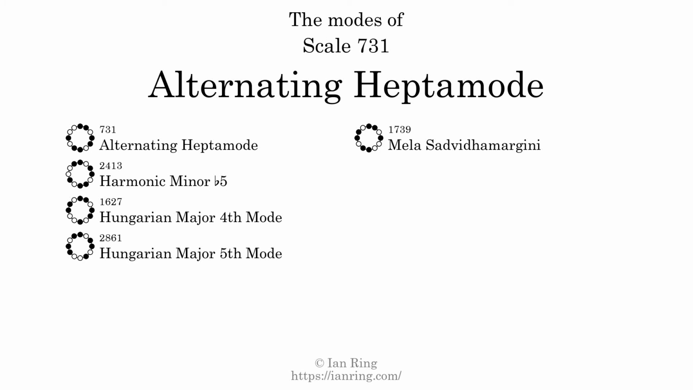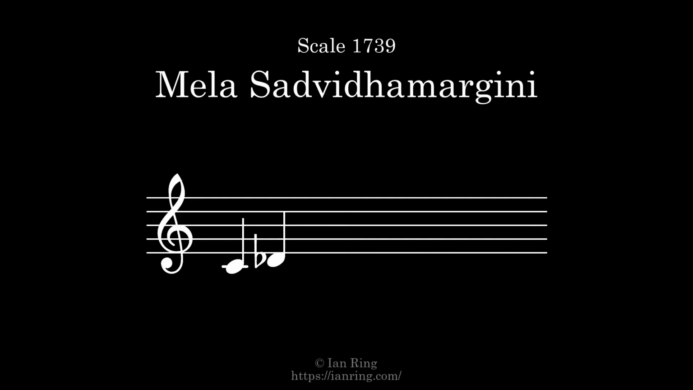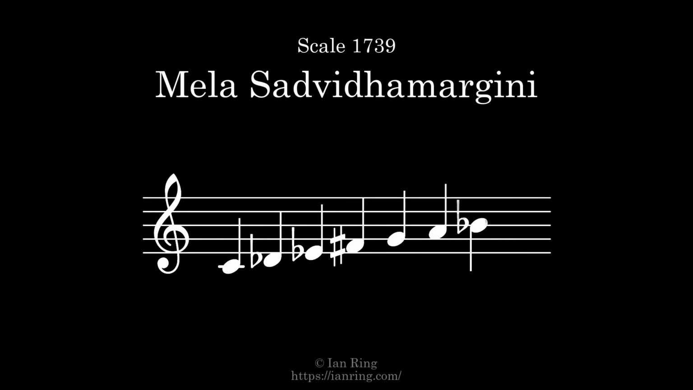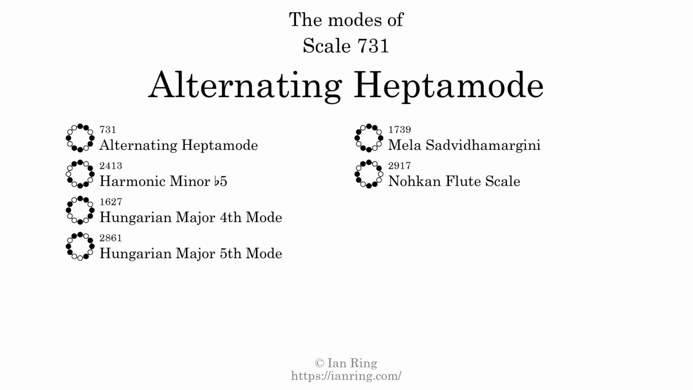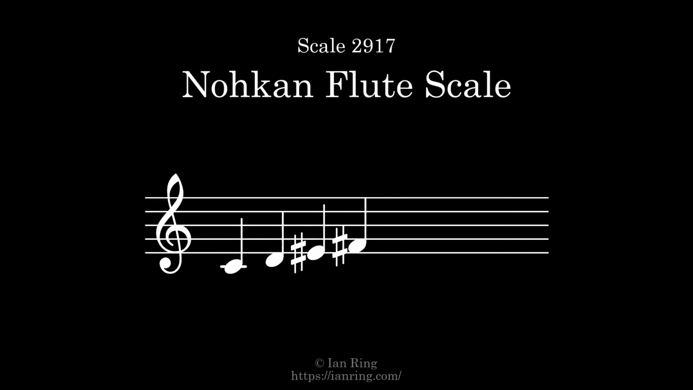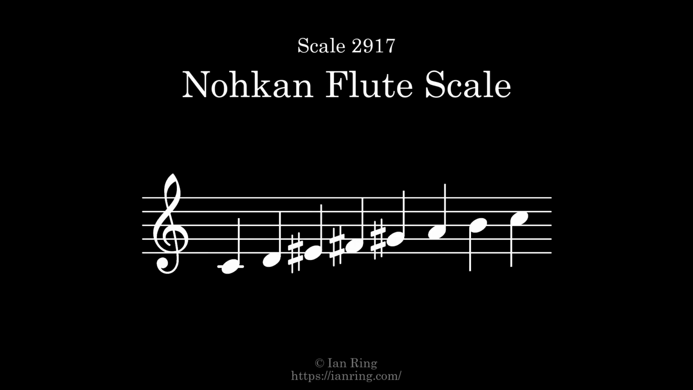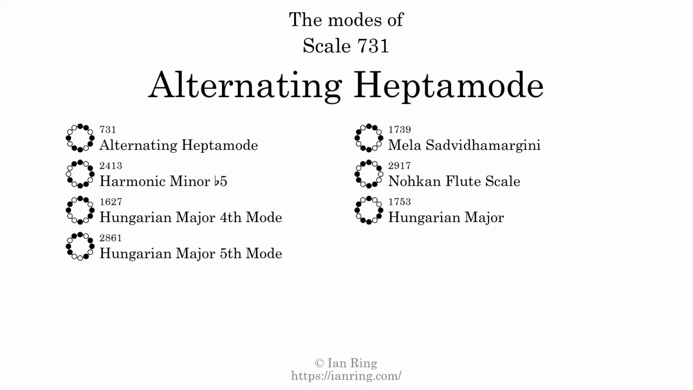The fifth mode is scale 1739, also known as Milas-Abad homogeny. It sounds like this. The sixth mode is scale 2917, also known as knock and flute scale. It sounds like this. The seventh and last mode is scale 1753, also known as Hungarian major. It sounds like this.